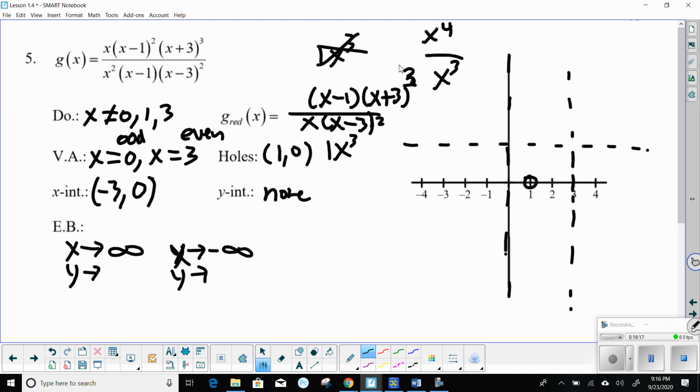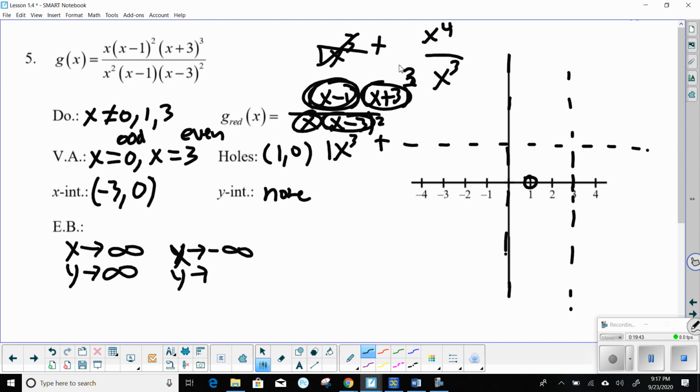So just think about this for a second. Look at my reduced form. If I go to the right, if I plug in a really big positive number, this would be a positive times a positive, so I get a positive on top. On the bottom, I'd get a positive times a positive, so you have a positive on the bottom. So when I divide those, it will end up being a positive infinity. If I go to the left, this term is going to be negative. If I take a really big negative number plus 3, it will be negative to the 3rd power, which is negative.